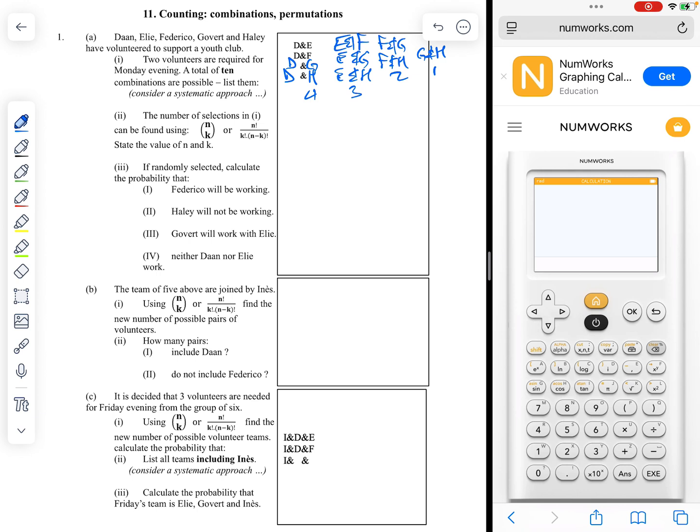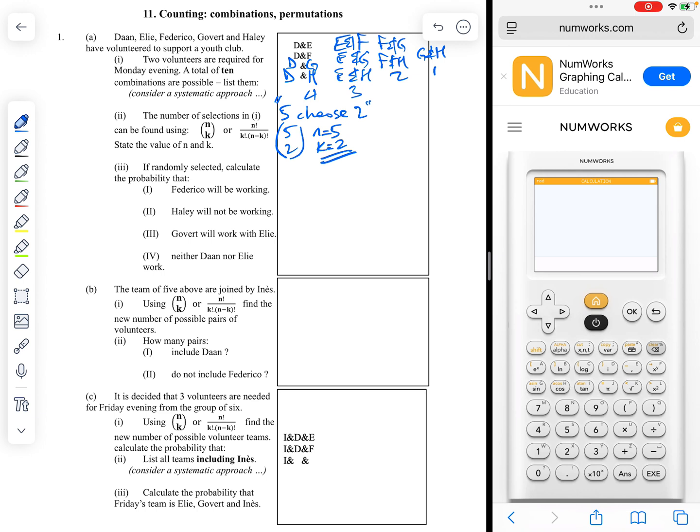Part 2. The number of selections can be found using n and k as combination, or n factorial over k factorial, n minus k factorial, as we have here in the format on the left. State the value of n and k. We have got in the situation above, we have 5 people and we want to just choose 2. And 5 choose 2, we can say 5, 2 using the combinations, in which case we can say that n is 5 and k is 2.